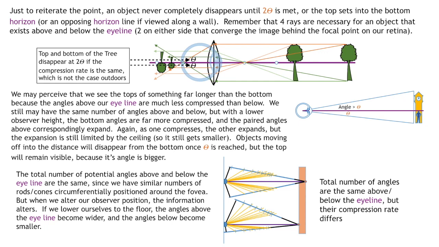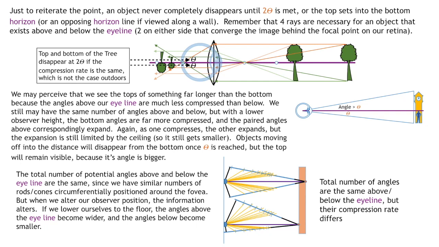Again, with our tree diagram here, I'm representing the top and the bottom of the tree disappearing at 2 theta, but that's if the compression rate is the same, which is of course not the case outdoors. You are closer to the ground than you are to the ceiling or sky. So we may perceive that we see the tops of something far longer than the bottom, because the angles above our eye line are much less compressed than below. We still may have the same number of angles above and below, but with a lower observer height, the bottom angles are far more compressed, and the paired angles above correspondingly expand.